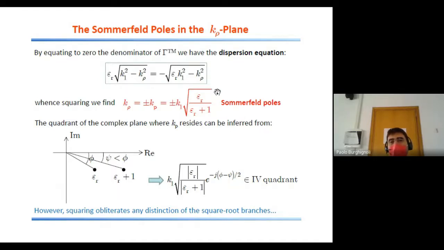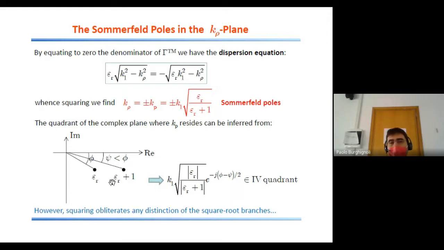This kind of solution indicates two numbers in the complex plane, and we are interested in observing where those numbers, that is, where those poles are located. Now, to find the precise location, consider the complex plane depicted here, and imagine that epsilon r, which is generally complex, is somewhere here in the fourth quadrant.